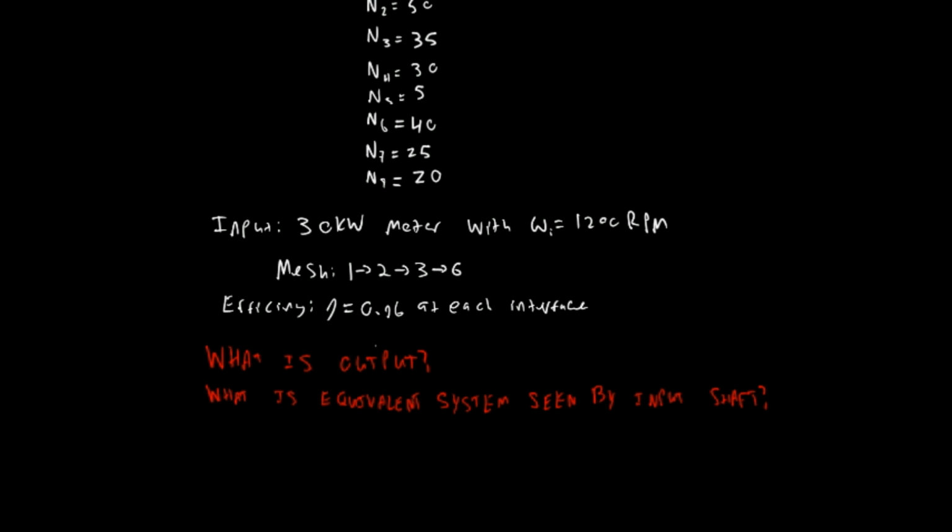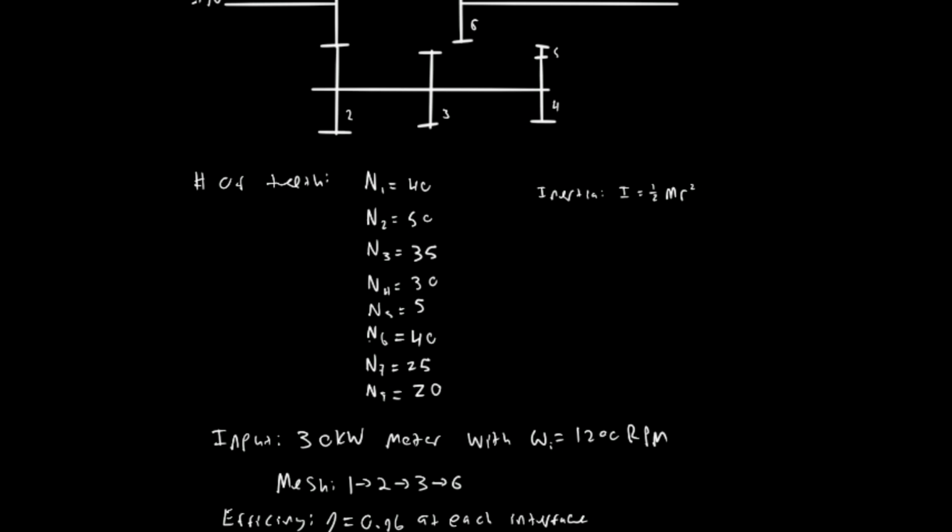Given our efficiency here, what we want to find is the output torque, the output angular velocity, the output power, as well as what is the equivalent system as seen by the input shaft, which we'll discuss in a little while. We'll discuss this inertia term right now. For inertia, we know that for a gear, the number of teeth is going to be proportional to the radius for a given gear pitch.